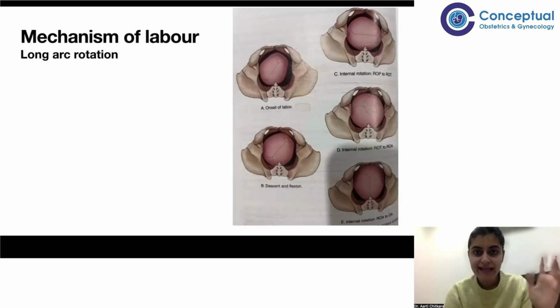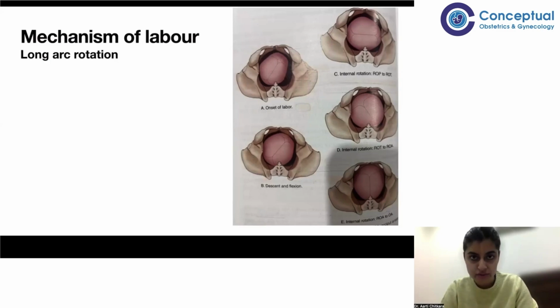So in ROP, occipito-posterior, when you read about the mechanism of labor, there can be two pathways. One is a favorable pathway which can result in vaginal delivery. So the answer to your question which was asked at the beginning was, not all occipito-posterior positions need to undergo cesarean sections. They can undergo vaginal delivery. Sometimes the progress of the labor might be delayed and you might need to intervene. Okay, but vaginal delivery can be allowed.